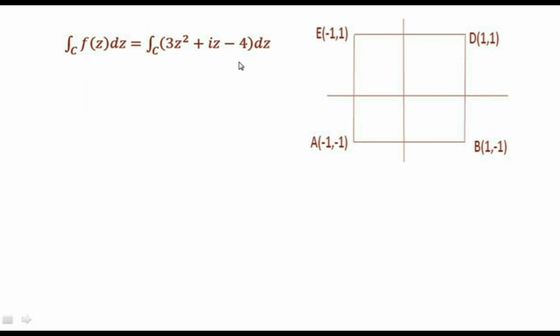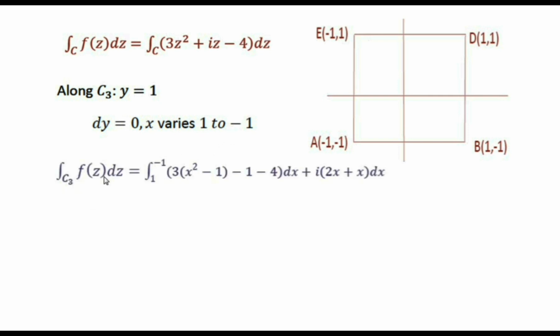Coming to integral over C3 of f(z) dz, we have the third path C3, that is DE. Here it is a fixed line, the line y equals 1, then dy is 0, and x varies from 1 to −1. Therefore, integral over C3 of f(z) dz is integral from 1 to −1. The integrand 3z² + iz − 4 becomes this expression after substitution of y equals 1. On simplification, the revised integrand is this.